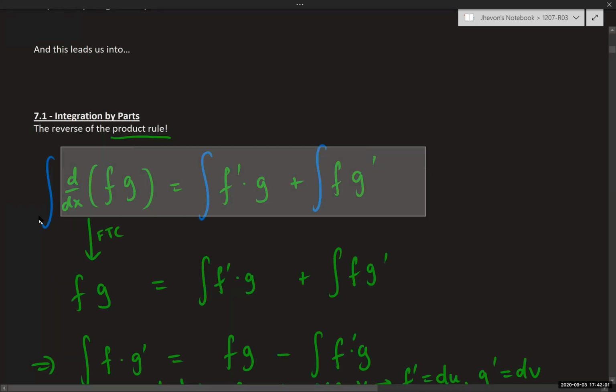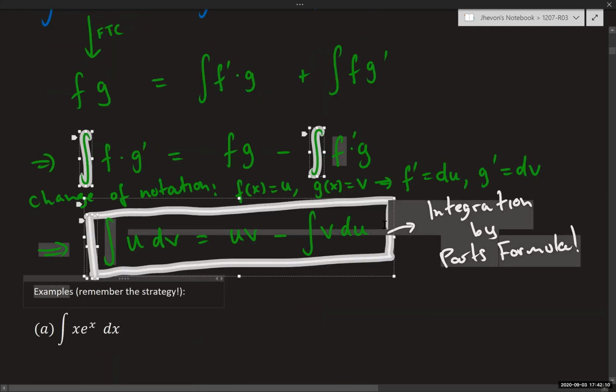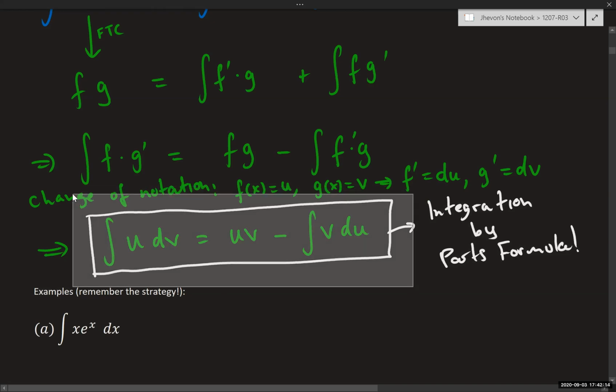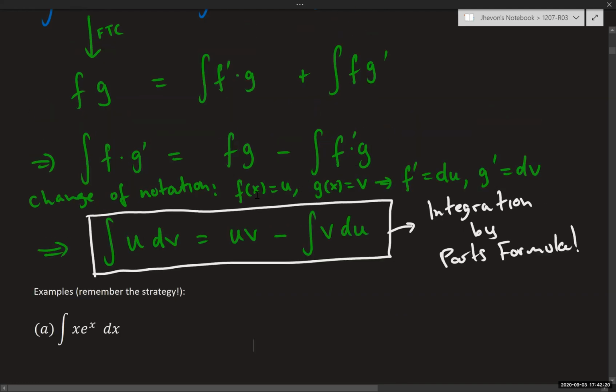So if you look in what's in green in this line, that is actually the product rule. If I integrate both sides of the product rule and rearrange terms, eventually I could get to something that looks like this. This is called the integration by parts formula. Okay, now why is it called integration by parts? It's because the pieces in them, the u and the dv, they're referred to as parts.